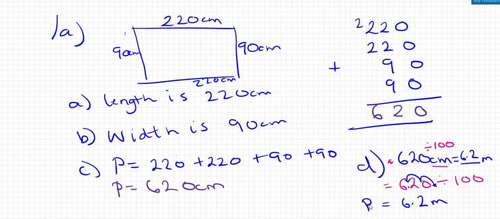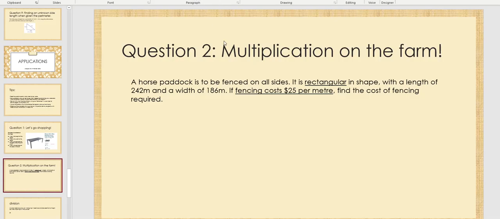So the perimeter in meters is 6.2. Okay, next question. Question 2, it says multiplication on the farm. So we might be using multiplication to help work out this problem.